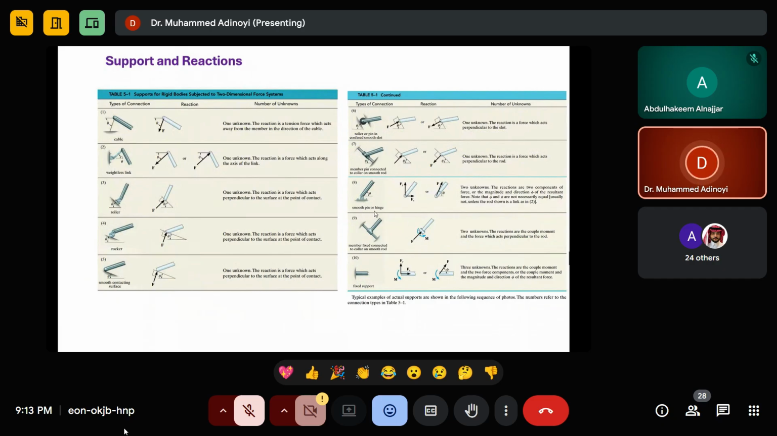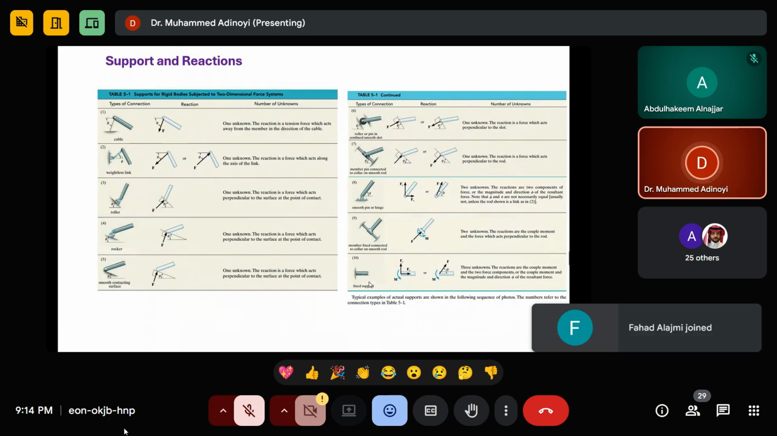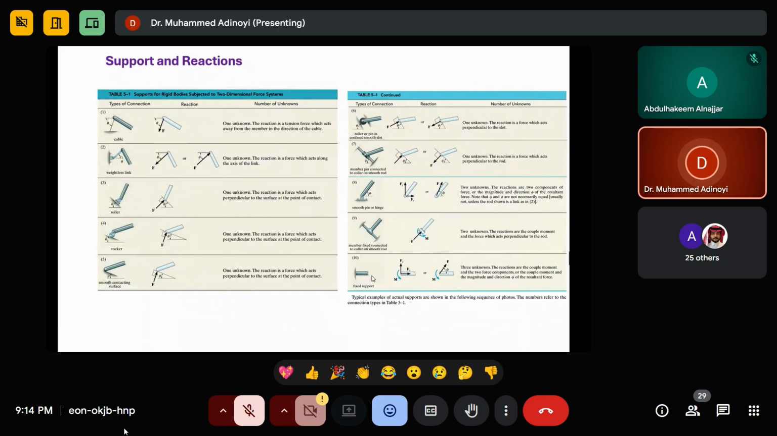Here, when you have a smooth pin or a hinge joint, you are going to have 2 unknowns. There is no moment here. So look at the difference between number 8 and number 10. Here you have 2 reactions but no moment. Here, for a fixed support, you have 2 reactions and you have a moment.